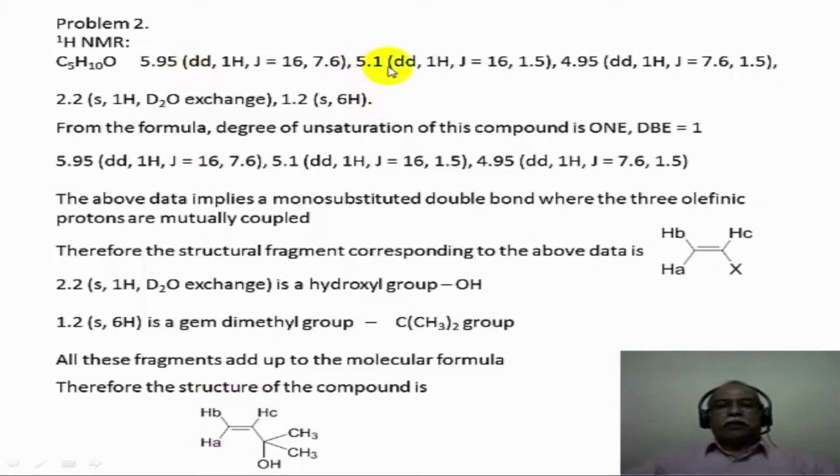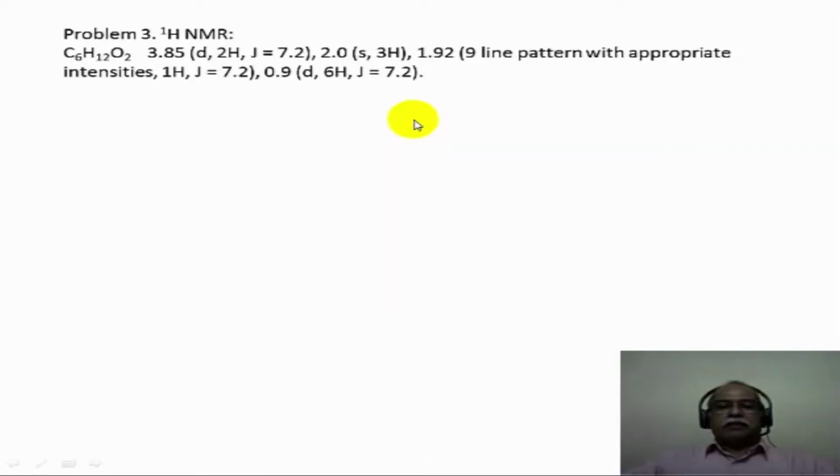The second signal at 5.1 consists of a trans coupling and a geminal coupling, which would mean the Ha hydrogen. Finally, Hb comes at 4.95 with the cis coupling and a geminal coupling. So Hb is cis with respect to Hc, and it is geminal with respect to Ha. This data is satisfying this structural fragment. The D2O exchangeable OH is there, and the gem-dimethyl group is also there at 1.2, which corresponds to this fragment. So most likely this is the correct structure that satisfies the data that is given.